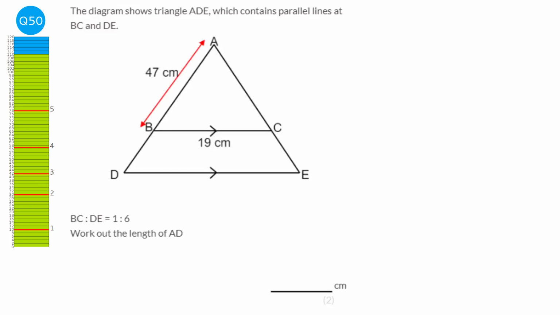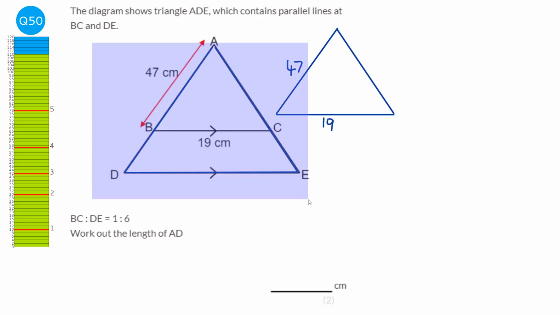With these questions, it's normally easier to view these as two separate triangles. So we've got a small triangle here with 19 and 47. And what I'm going to do is just move this out. And we've got a bigger triangle here. We don't really know what any of the sides are just yet, but we can work them out.